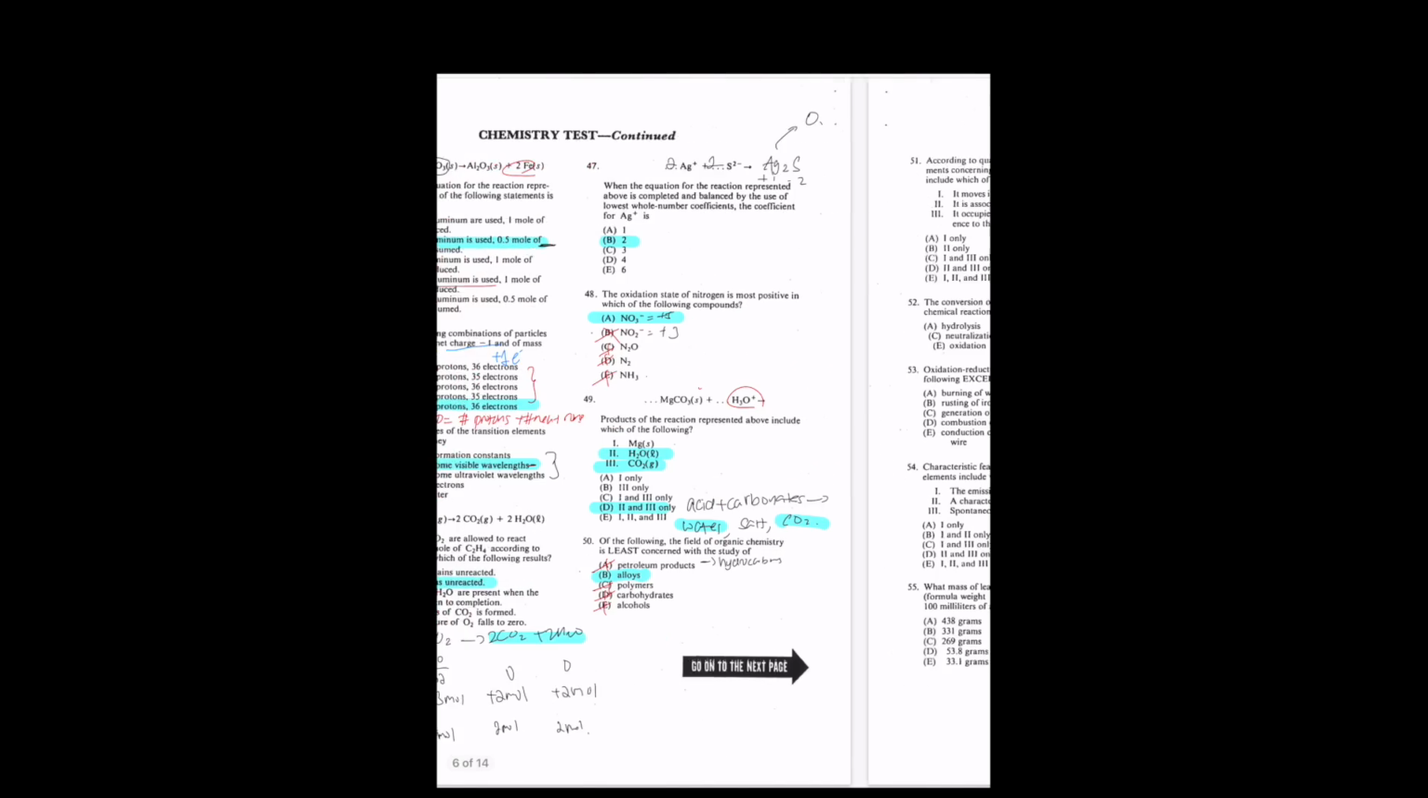Polymers also have carbon, so that's not true. Carbohydrates, they also have carbons. Alcohols are actually one of the functional groups of organic chemistry, so that's also not true. It should be alloys, because alloys are basically mixtures of metals, which has nothing to do with organic chemistry.